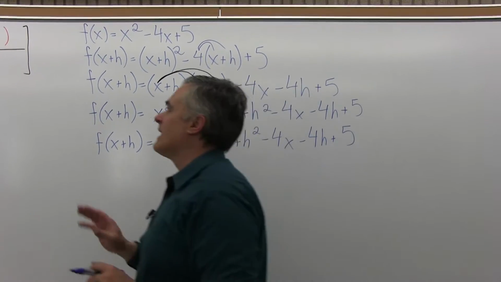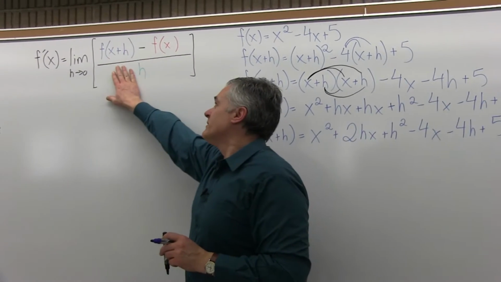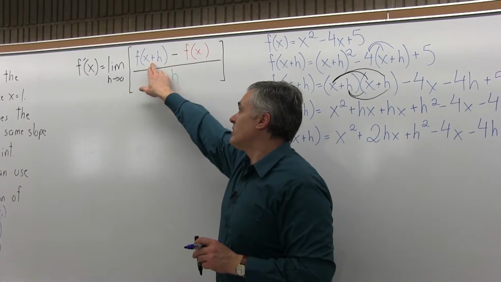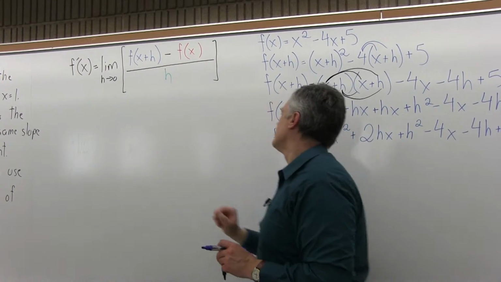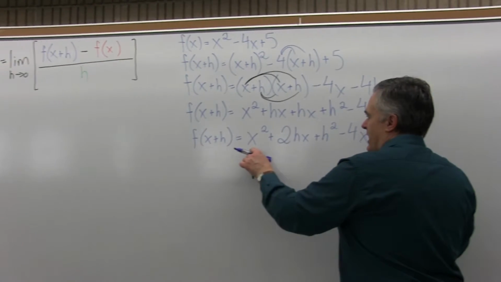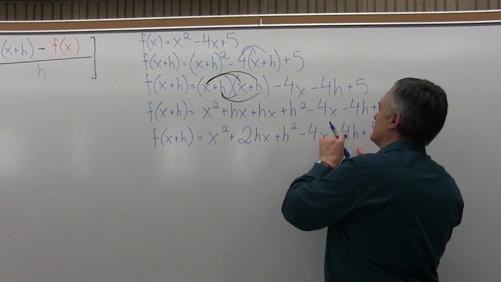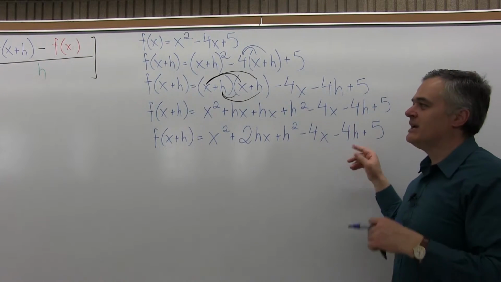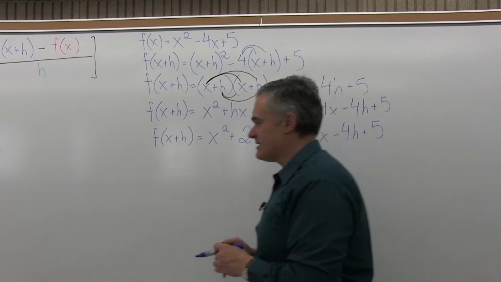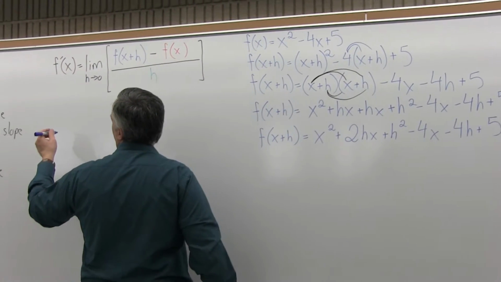So for the formula for the derivative, or f prime, the blue portion, f of x plus h, is equal to x squared plus 2hx plus h squared minus 4x minus 4h plus 5. And the other parts are easier. So now let's start working that down.